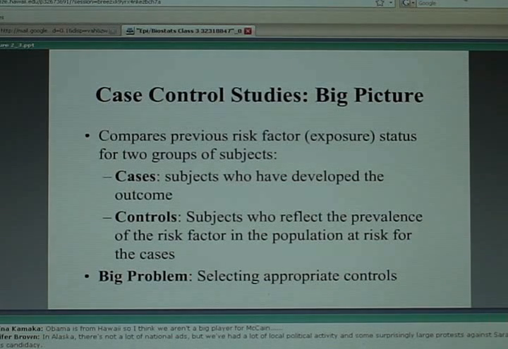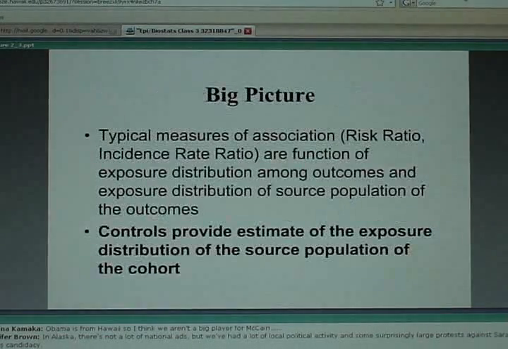And by far the biggest problem in these designs is to select who is going to be your comparison group, who is going to be your control group. And that is the biggest problem in case control studies, selecting an appropriate control group. And I'll explain why that is so in a few minutes.